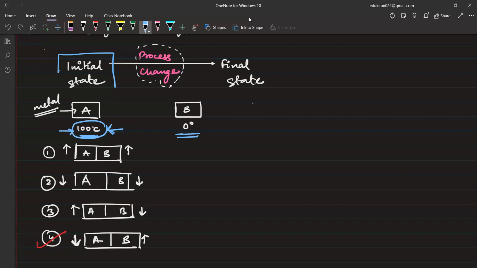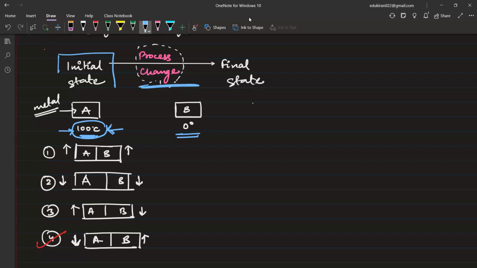With respect to temperature, one more thing, please understand. Temperature is a property which is changing from the initial state to the final state. And if it is changing, it is varying, so it is obviously a variable. And we are using this variable, the temperature, to define a state.